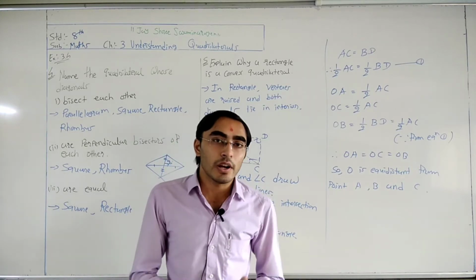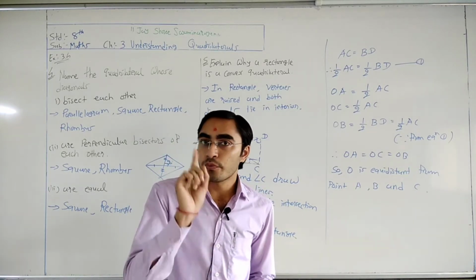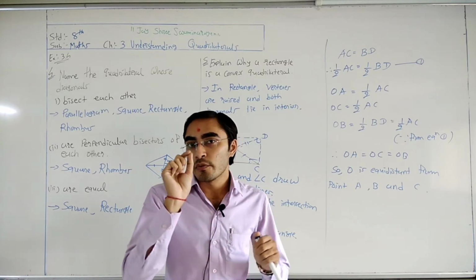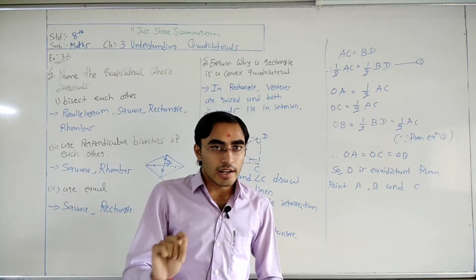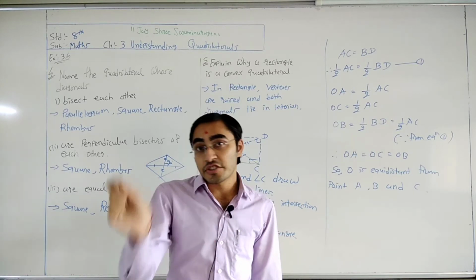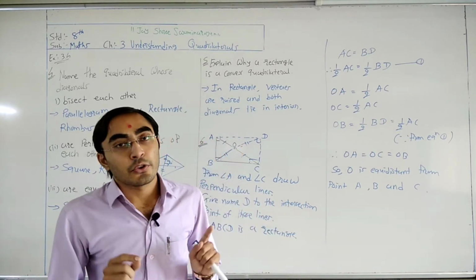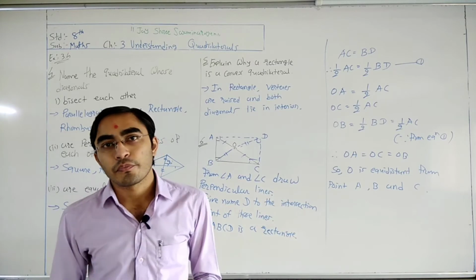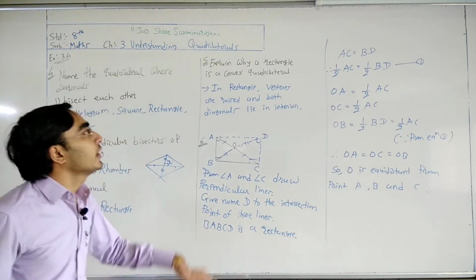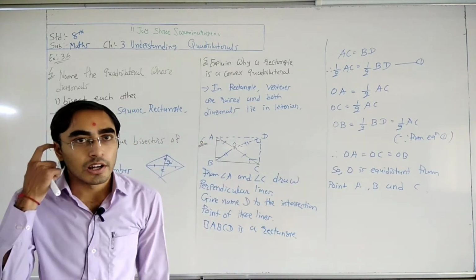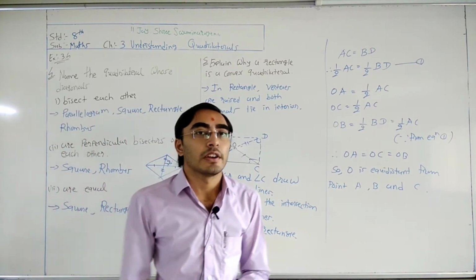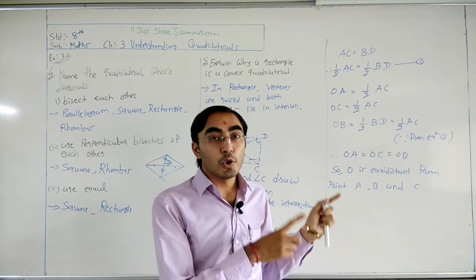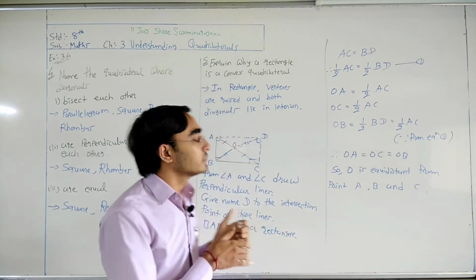And in concave quadrilateral, at least one diagonal is in the exterior part of quadrilateral. It is called concave quadrilateral. Here we need to explain why rectangle is convex quadrilateral. So here we just need to write the definition of convex quadrilateral, and rectangle follows the same definition.